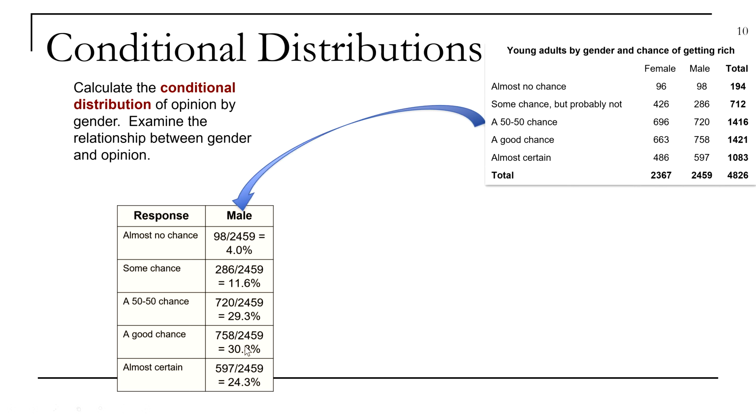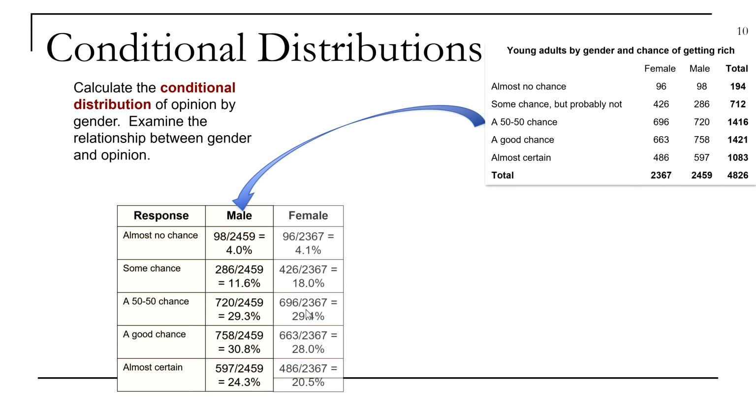If we added up these percentages, it'd be 100% because we're saying, okay, given you're a male, what's the chance from the different categories? And we can do the exact same thing for women. Given you're female, what's the chance you feel there's almost no chance, some chance, 50-50 chance, good chance, and almost certain? Now, what's interesting about these percentages is, okay, they're not the same, but for the most part, they're not off by that much. There's not a huge difference between the men and the women.